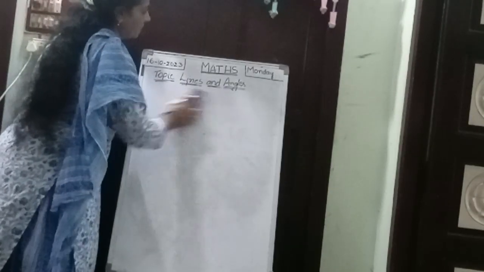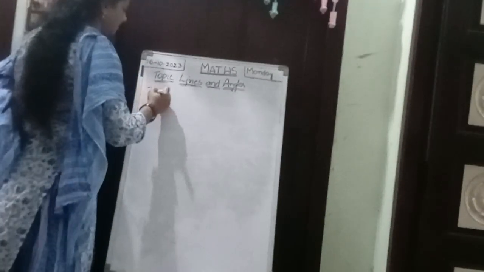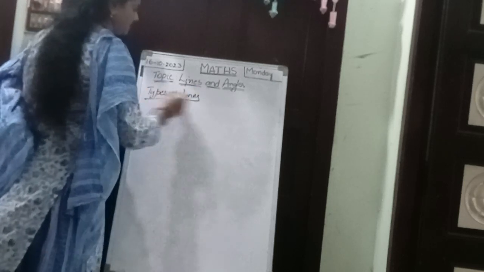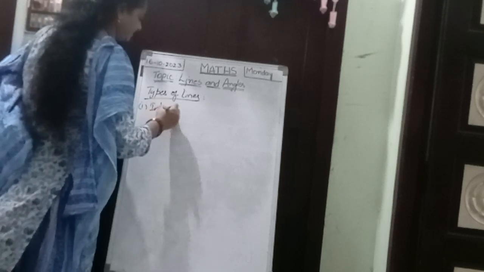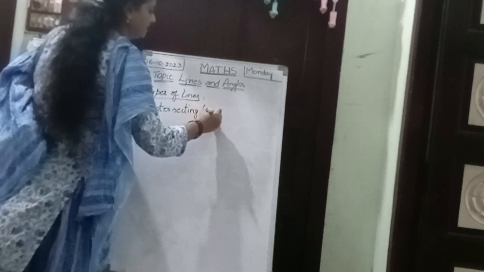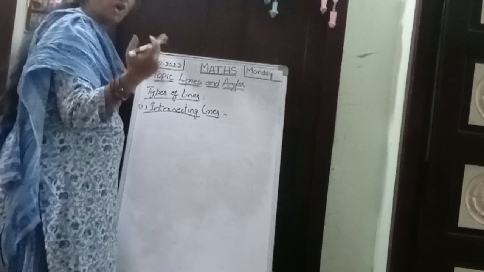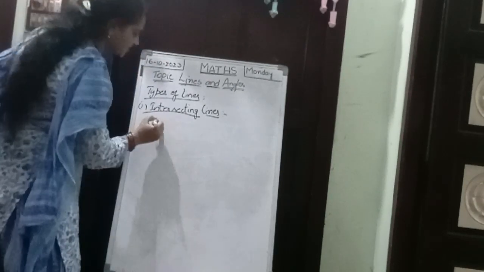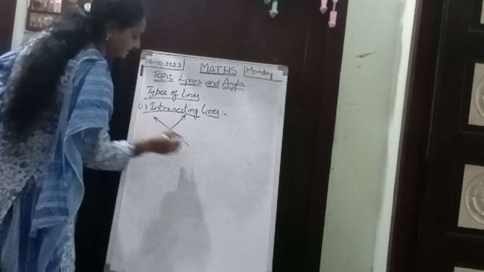Next, coming to types of lines. The first one is intersecting lines. First let me show how we can represent them. Let us draw the figure, then you can understand it very easily.